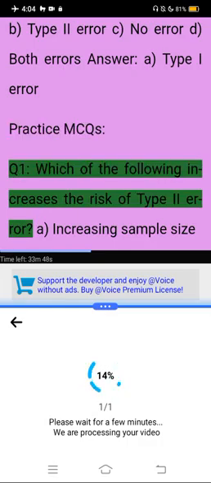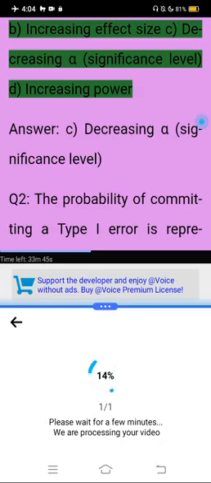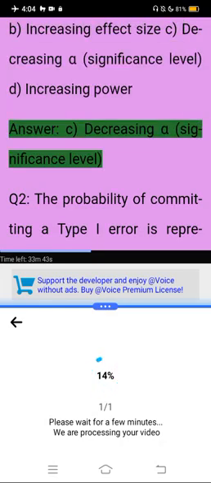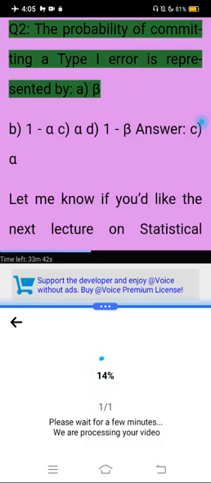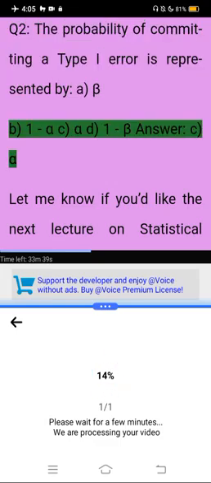Practice MCQs. Q1. Which of the following increases the risk of type 2 error? A. Increasing sample size. B. Increasing effect size. C. Decreasing alpha, the significance level. D. Increasing power. Answer: C. Decreasing alpha. Q2. The probability of committing a type 1 error is represented by: A. Beta. B. 1 − alpha. C. Alpha. D. 1 − beta. Answer: C. Alpha.